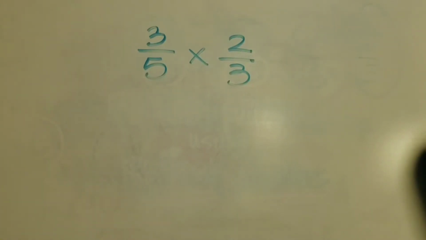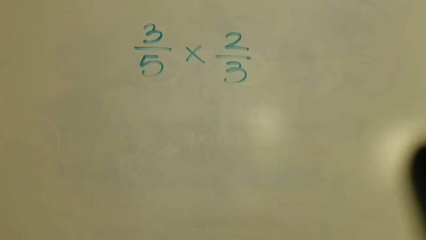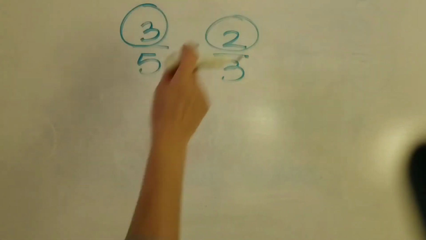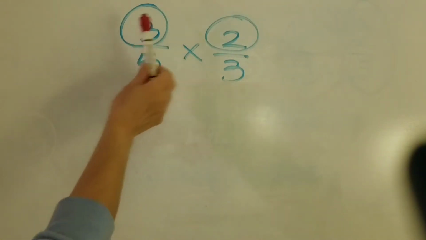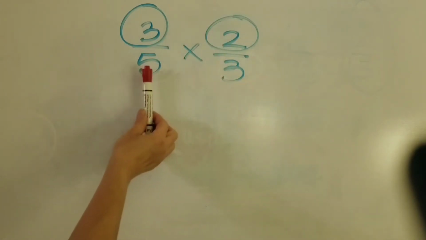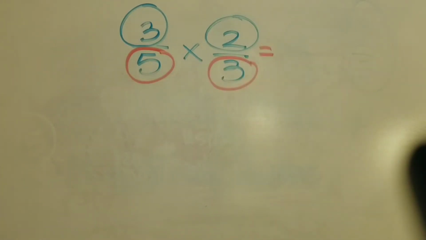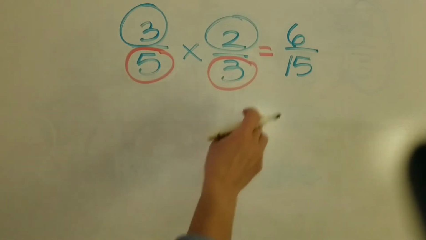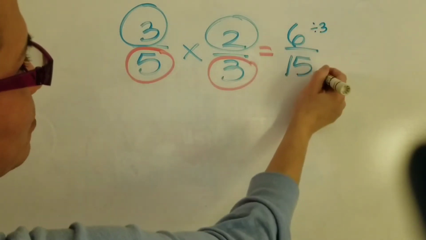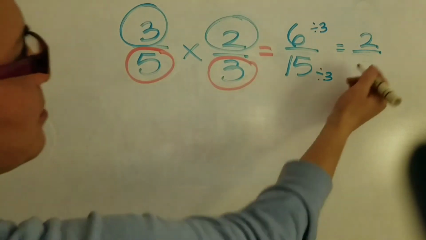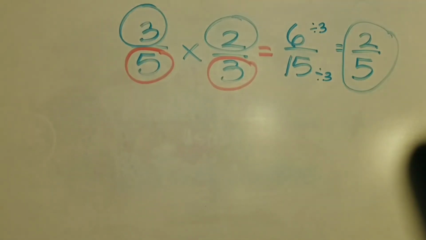Now, look at this example I put on the board: 3/5 times 2/3, multiplying two rational numbers. Multiply the first and second numerators together, and then multiply your first and second denominators together to get a product. So 3 times 2 is 6, and 5 times 3 is 15. We need to express that in lowest terms. A common factor there is 3, so we divide both numbers by 3 to reduce 6/15. 6 divided by 3 is 2, and 15 divided by 3 is 5, and that's expressed in its lowest terms.